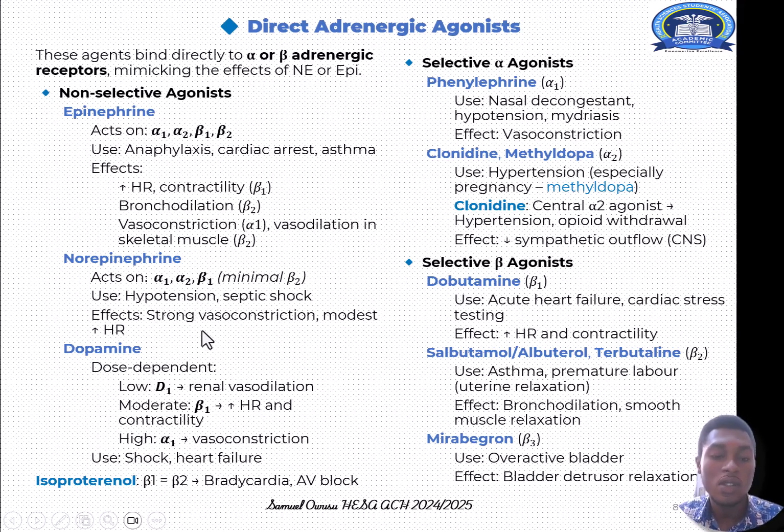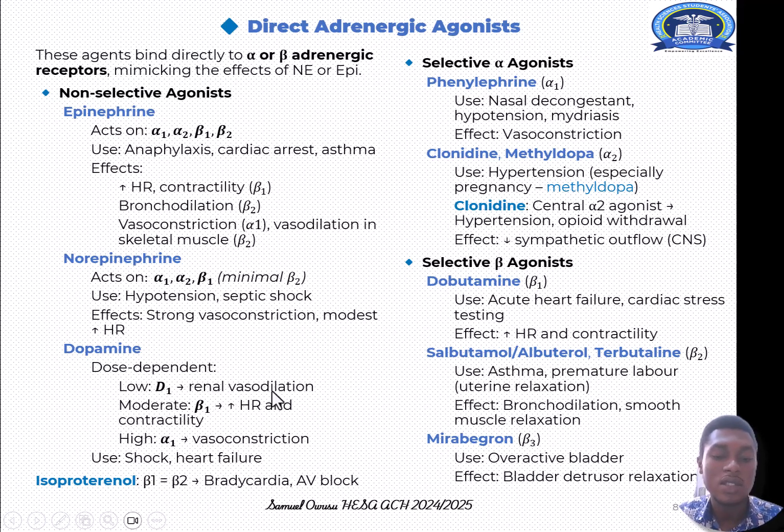It's a strong vasoconstriction and it gives a modest increased heart rate. Then there is dopamine. Dopamine is dose dependent. Remember I mentioned that there are also dopamine receptors. D1 receptors are the ones that we need for this presentation, and these are found on the bladder. Okay, so D1 receptors, they also tend to cause what?